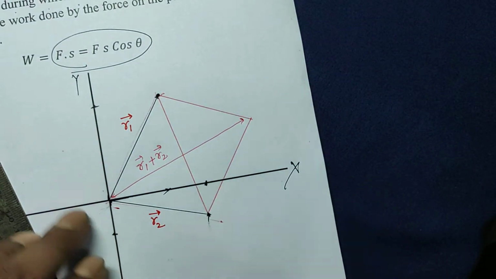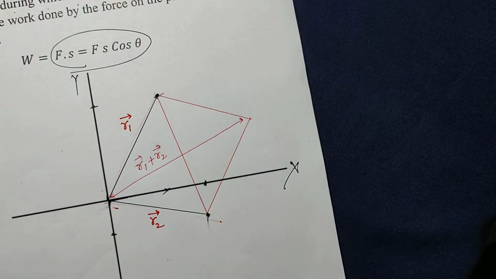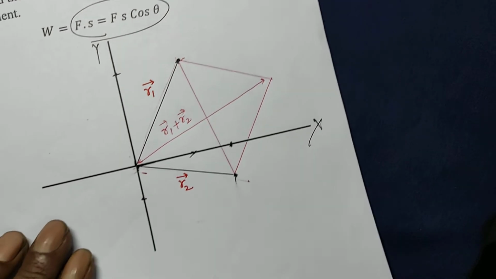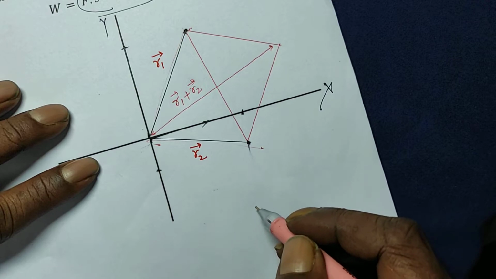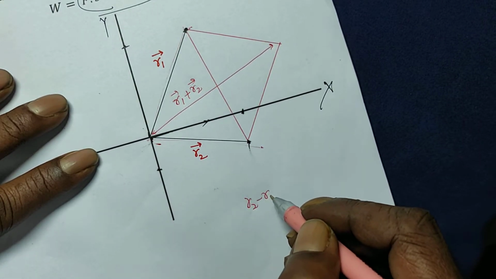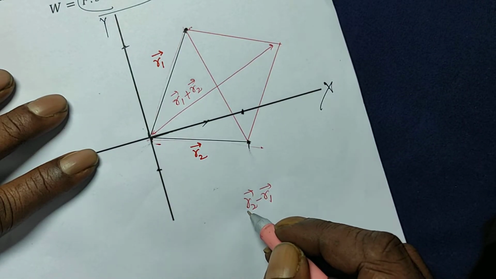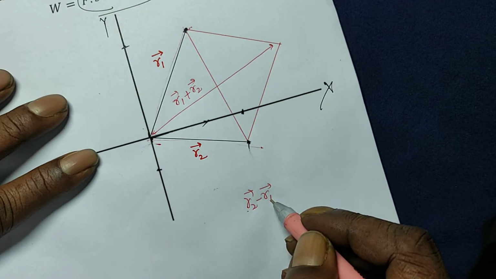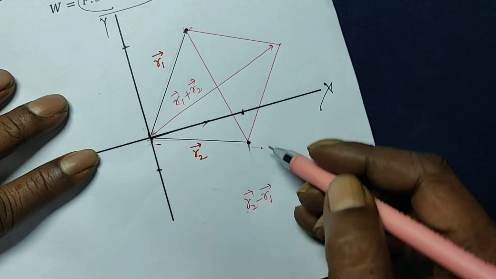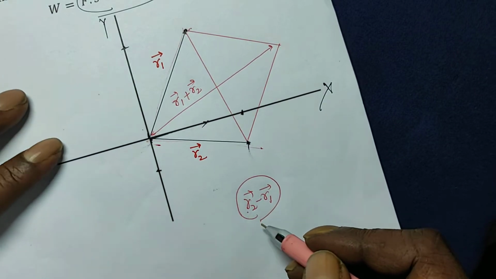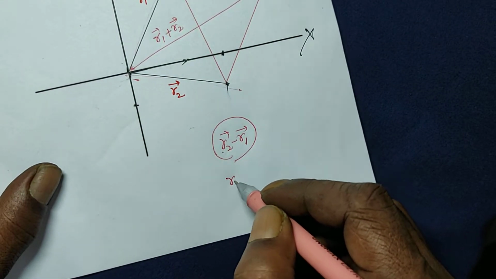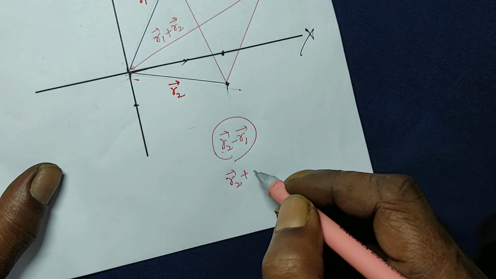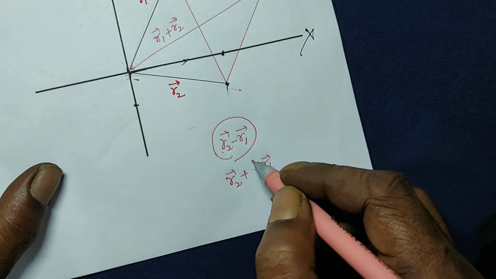And this is your R2 minus R1. And this displacement is nothing but R2 minus R1, which means final position minus initial position. How is this R2 minus R1? Let me explain it, then come back to the numerical. R2 minus R1 can be written as R2 plus of minus R1.